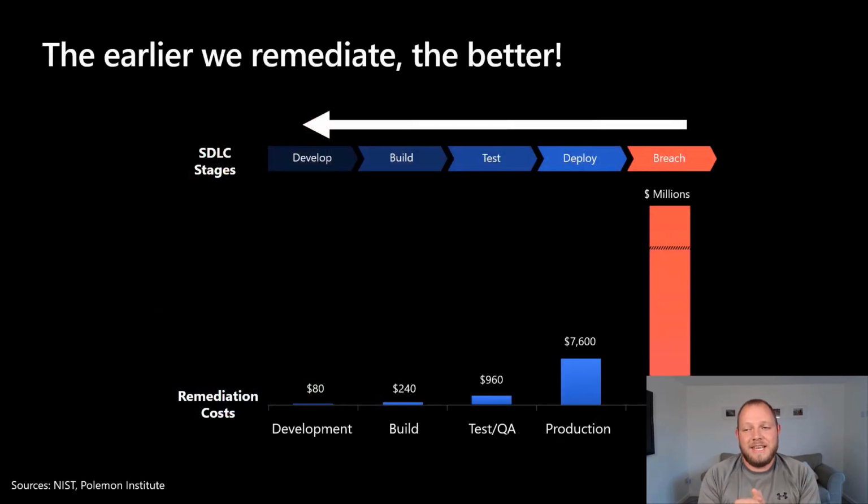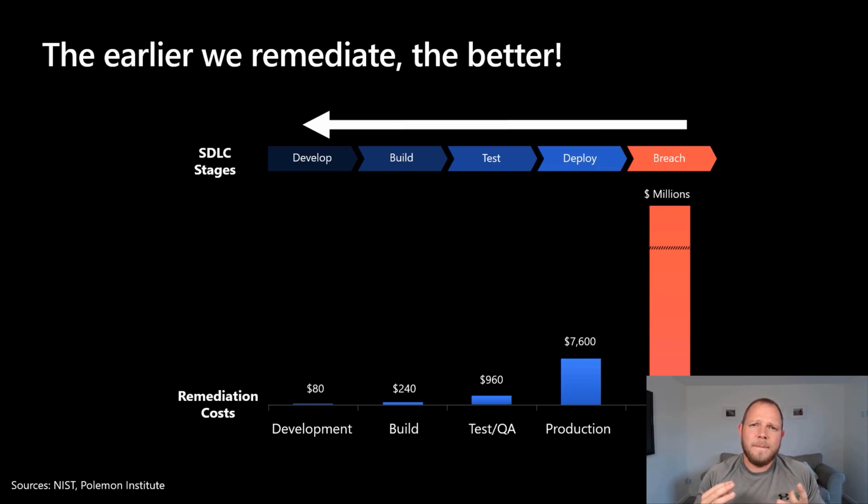So as Sasha stated earlier, pushing left really is important. The earlier we can remediate these issues, the way better that it is for us. Pushing left is a key component of DevSecOps. And there's a bunch of reasons for that. And one really clear one in this slide that I've replicated here from earlier on is the cost of remediation is much lower as well.